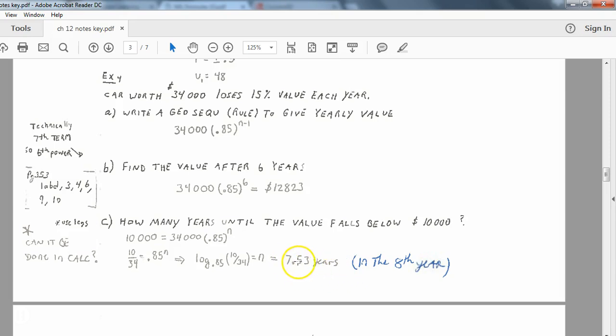So remember, if this is 7.5 years, that means we've completed 7 full years, and we are now halfway into the 8th year. So there's a couple ways we could word this. We could either say, we could leave it as the decimal and just say it would take 7.53 years, or we can understand this as occurring in the 8th year. So there's kind of two ways you could look at that, and they would both mean the same thing. So this is occurring somewhere in the 8th year, again, because it's taken more than 7 full years to happen. And that's it.